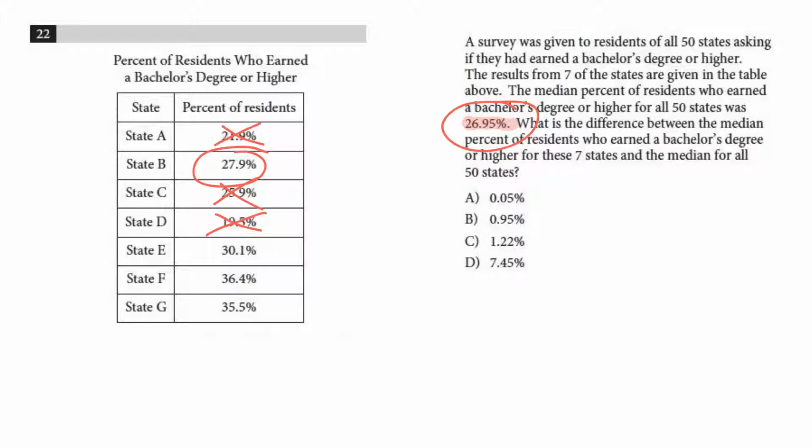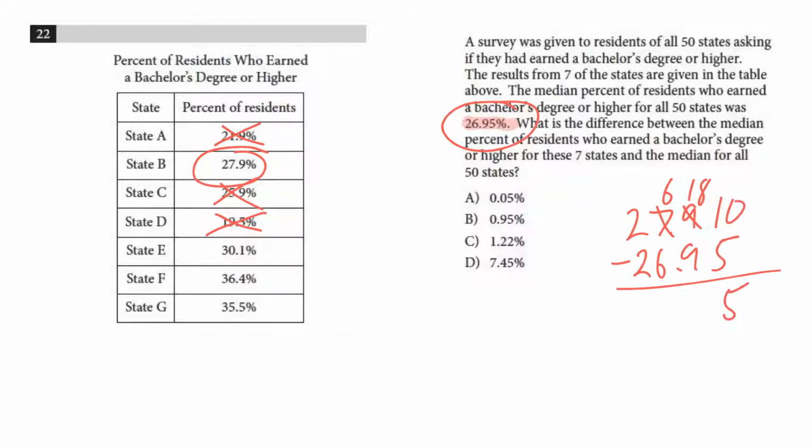Okay. And we want to know what the difference between these two is. So we have 27.9 minus 26.95. Okay, so that's going to be 6. That'll be 19 or 18 because we have to move one over. And then we subtract. We're going to 10 minus 5, 9, and these are both going to cancel out. So 0.95 is the difference.